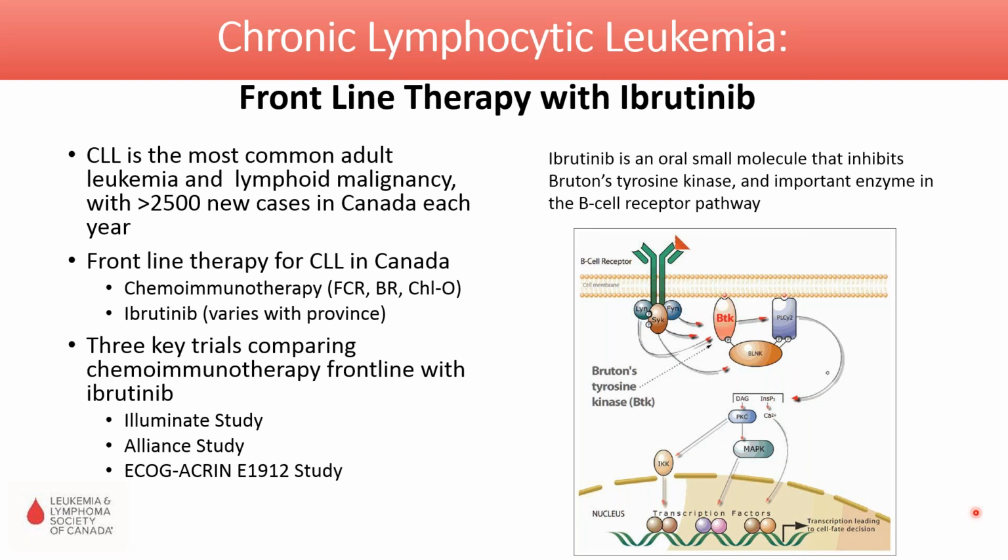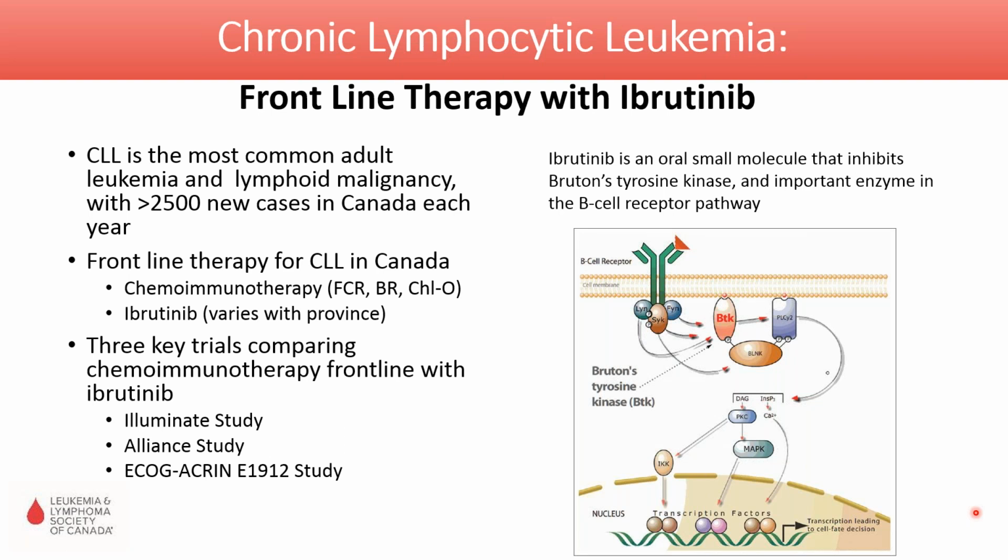And in most places, the standard therapy is going to be chemoimmunotherapy. So some patients will receive regimens called FCR, BR, or Chlorambucil-Obinutuzumab. So those are the 3 most common chemoimmunotherapy regimens that patients would receive frontline.